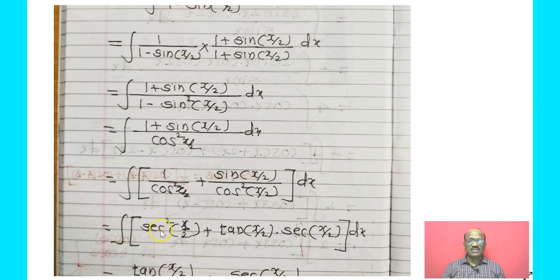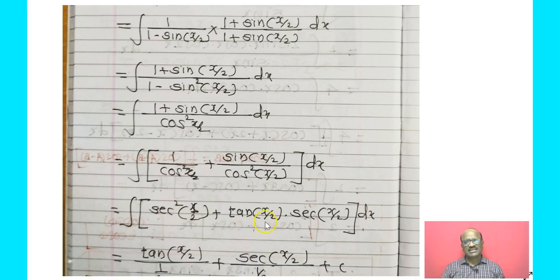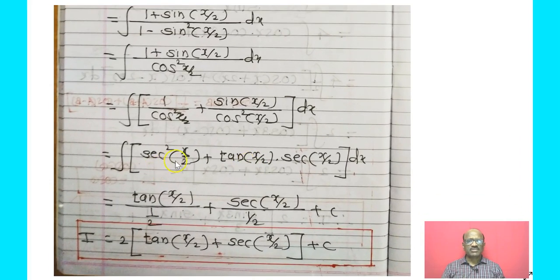Now, the derivative of tan x is sec square x and the integral of sec square x is tan x. In the same manner, the integral of sec square x by 2 is tan of x by 2 upon the coefficient of x, which is 1 upon 2, plus the integral of tan of x by 2 into sec of x by 2, which is sec of x by 2 upon 1 upon 2, plus c. That becomes 1 upon 2 multiplied by the reciprocal, that is 2 in brackets, tan of x by 2 plus sec of x by 2, plus c.